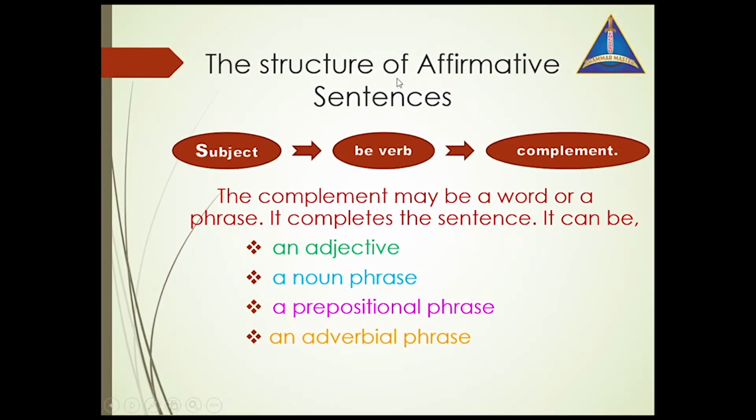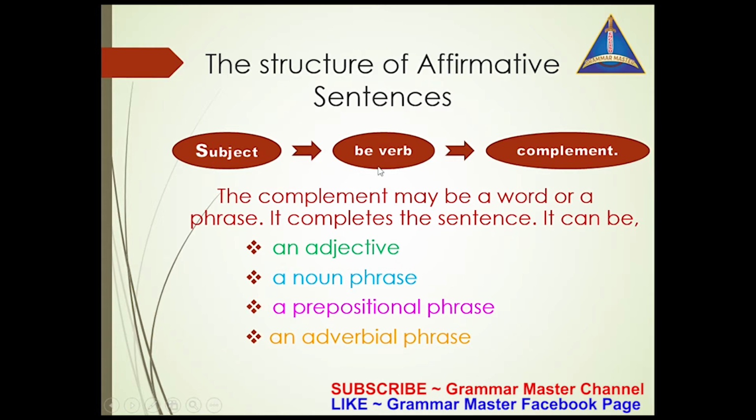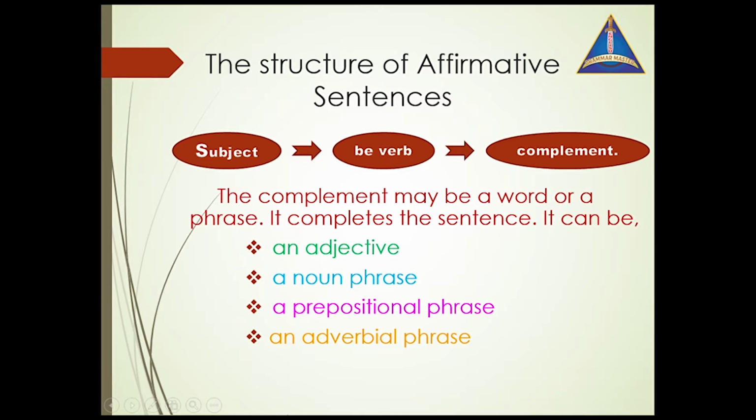The structure of affirmative sentences with be verbs. When we make a sentence with a be verb, the subject must be placed at first. Then we can place the be verb. After the be verb, there must be a complement. Otherwise, the sentence is not completed. It will not give a complete idea. The complement may be a word or a phrase. It completes the sentence. It can be an adjective, a noun phrase, a prepositional phrase, or an adverbial phrase.